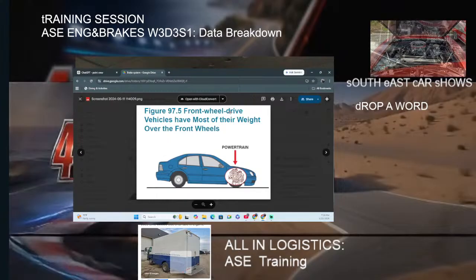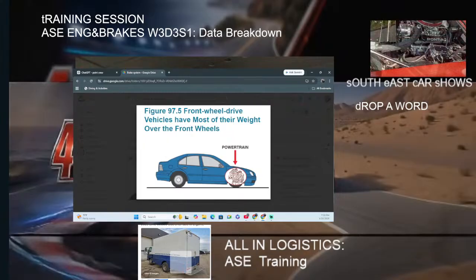Front wheel drive vehicles have most of their weight over the front wheels. Powertrain.